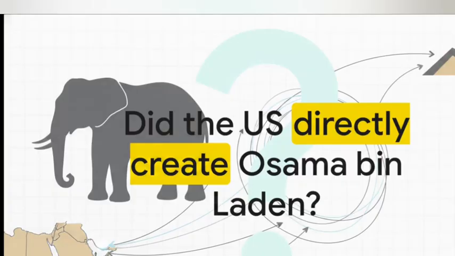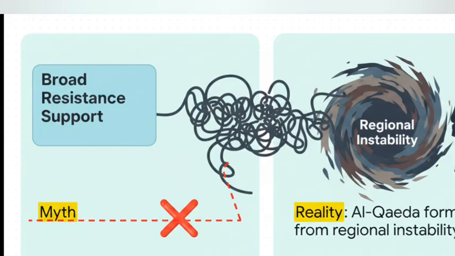Which brings us to a major historical misconception. Did the U.S. directly create Osama bin Laden? Well, it's the elephant in the room, right? It's a claim you hear all the time when discussing this specific era of history. So, the crucial point is, let's look at the facts based strictly on the historical record.